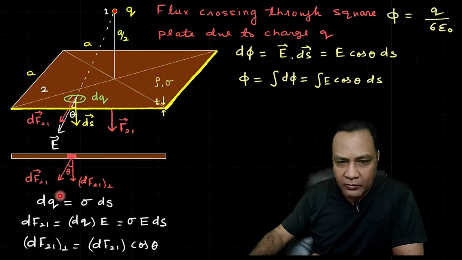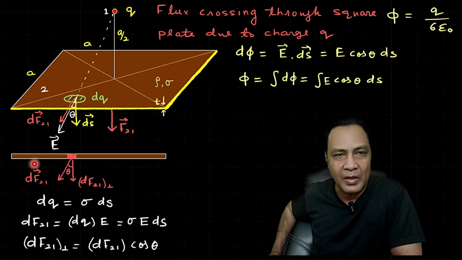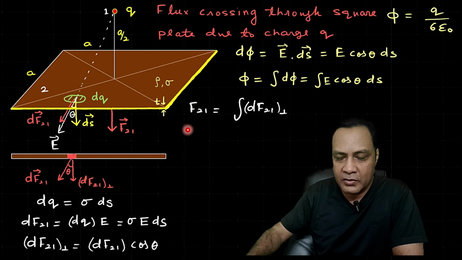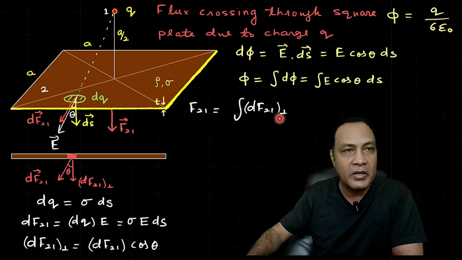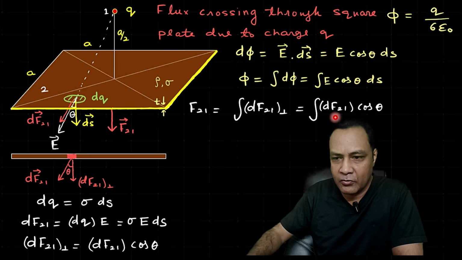And for these, if I take the components of dF21, one component would be here and one component would be here. All the components parallel to the plate will get cancelled. So basically the perpendicular component of F21 will get added up and that will give me F21. So F21 is the integration of dF21 perpendicular. Now I will write this dF21 perpendicular. So that is dF21 cos theta, and dF21 is equal to sigma E dS. So put it here, sigma E dS.